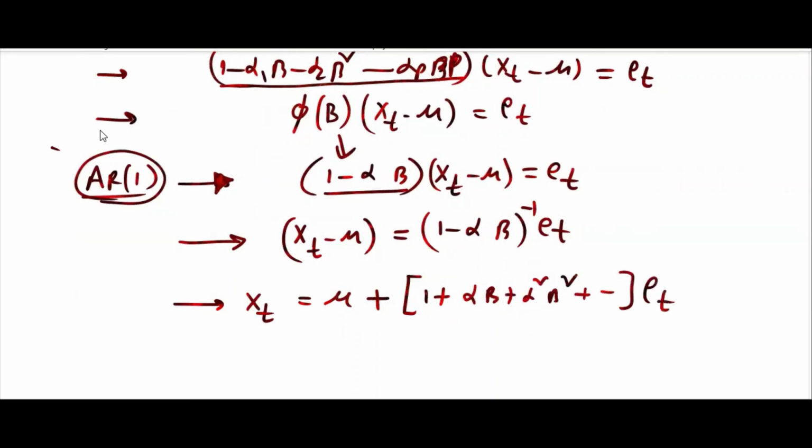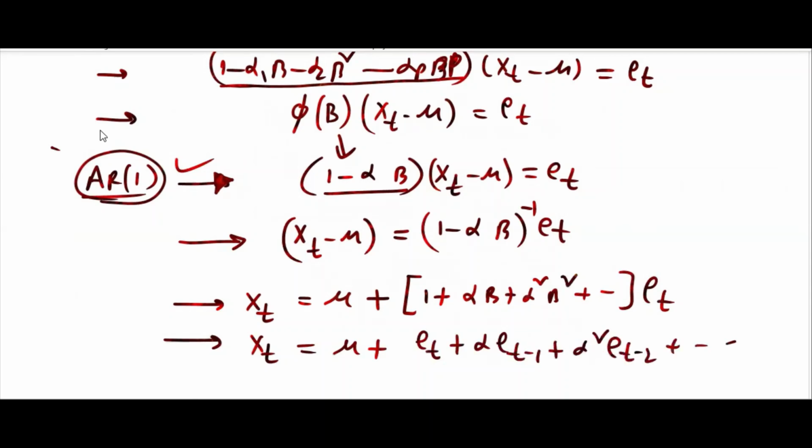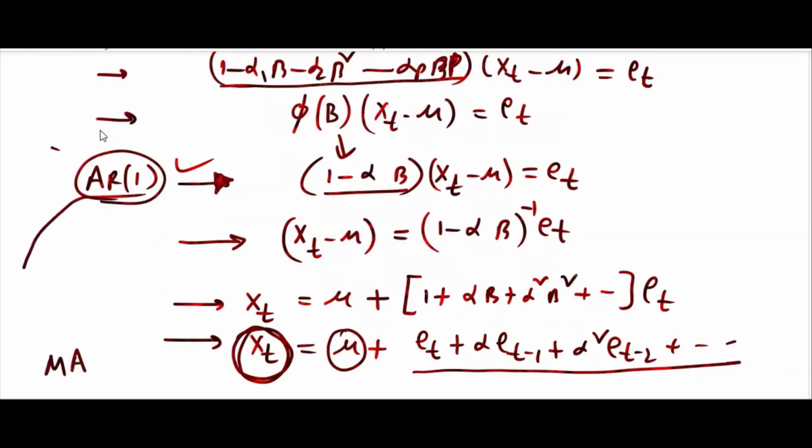That way you write. Then what will happen? This will be mu plus, now considering that this is mod alpha less than 1 again, okay, stationary. So now if you consider this one, (1 plus alpha B plus alpha square B square ...) et, this will be et plus alpha et minus 1 plus alpha square et minus 2, that way. Now see, you express xt in terms of the errors and the average value. This looks like MA process. This looks like MA, right? So from AR, we can express AR(1) in terms of MA.